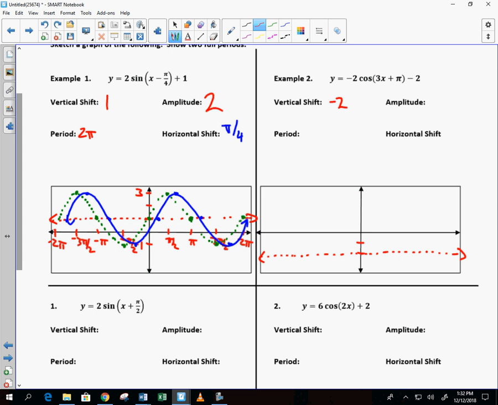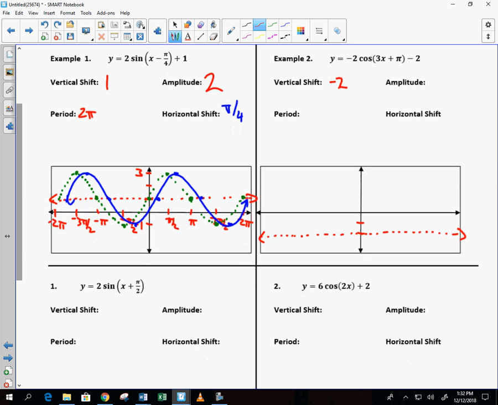Amplitude is 2. Amplitude is always positive. It's the absolute value of the number in front. So if I'm sitting here at -2 and I go up 2, that would bring me to 0. So 0 is the maximum value. If I'm at -2 and I go down 2, that would bring me to -4, the minimum value.